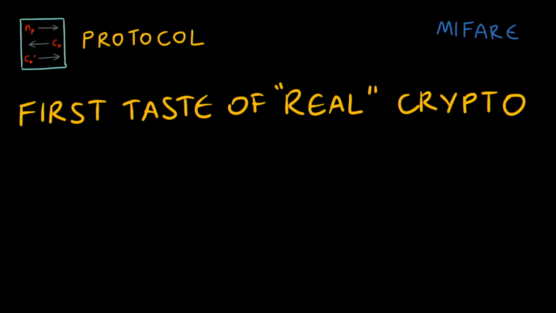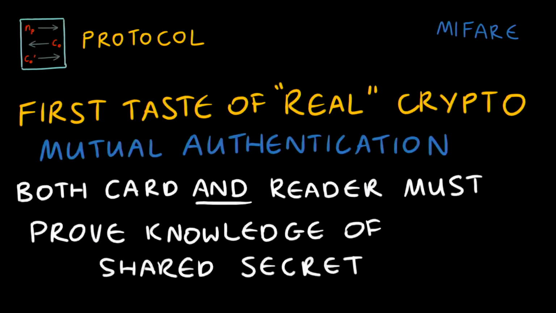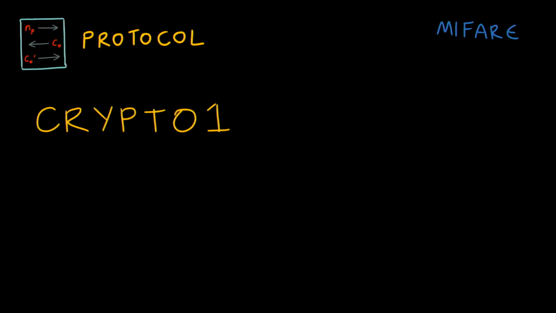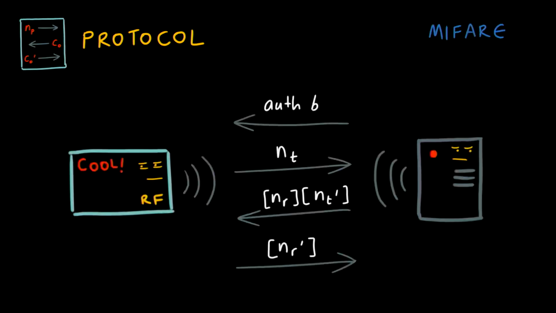So this is the first taste of real crypto, for some definition of real. Both the card and reader must prove knowledge of the shared secret, namely that key. And this cipher is called Crypto 1. Basically, the way it works is the reader says, I would like to read block B. The card gives a nonce back, a number used once, NT, and the reader in turn decrypts that nonce, which has been encrypted by one of those keys, to prove that it has it, and then does a little modification and re-encrypts it.